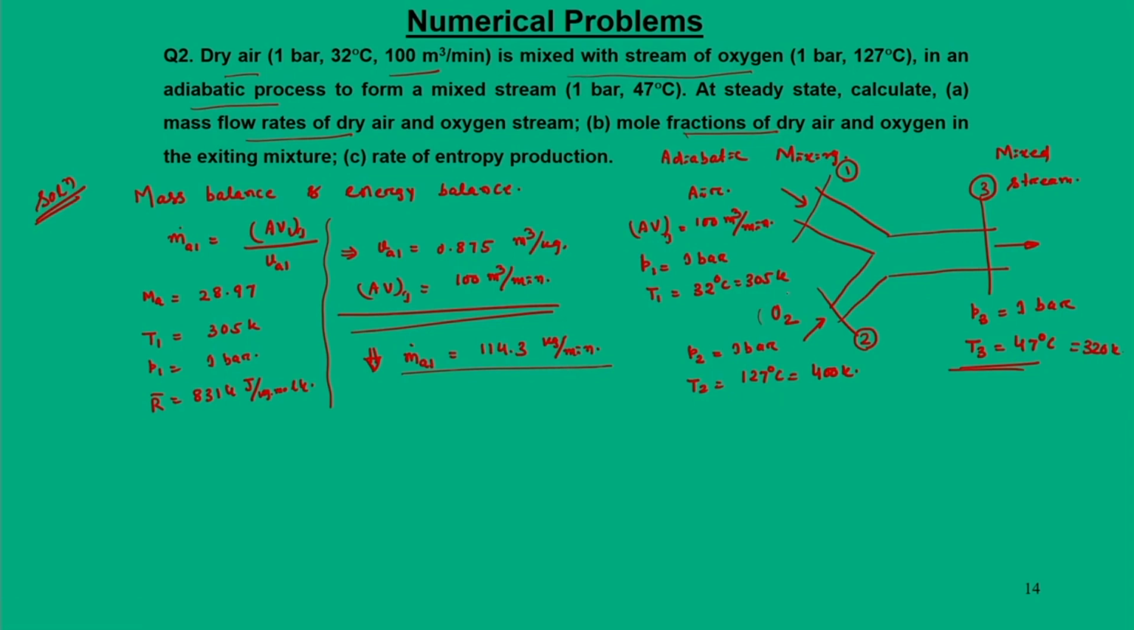So we have the mass flow rate of air. We do not know the mass flow rate of oxygen. We also do not know the mass flow rate of the mixed stream. Now when I say mixed stream, I can assume that the mass of air m dot A1 is equal to m dot A3 and m dot O2 is equal to m dot O3. So this is the thing. Then we have to consider the energy balance.